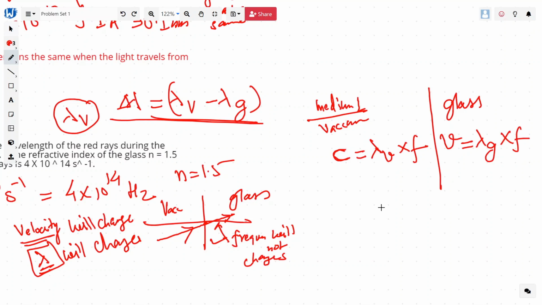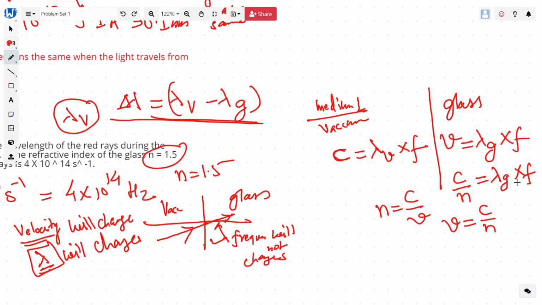And now we know that n is equal to c by v, so v will be equal to c by n. So we are here going to write c by n is equal to lambda g into f, and we know c, that is constant, 3 into 10 to the power 8, n is given here, f is constant, so we can easily find lambda g will be equal to c by nf. In here, we are going to find lambda V will be c by f.